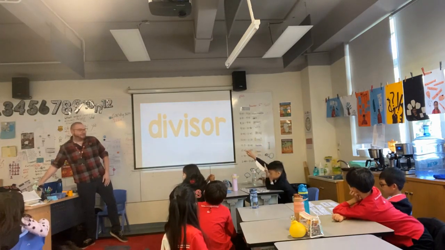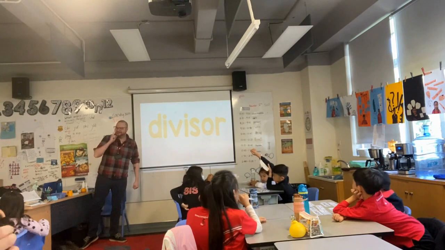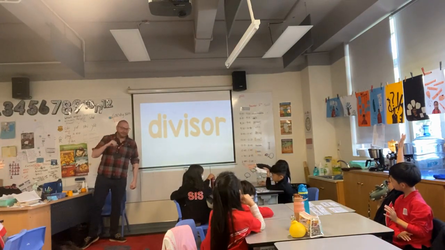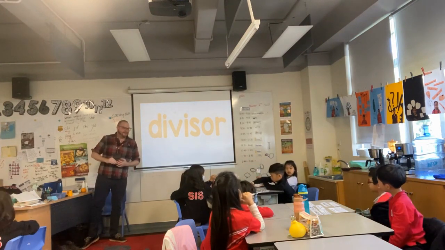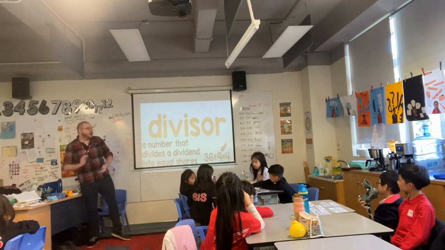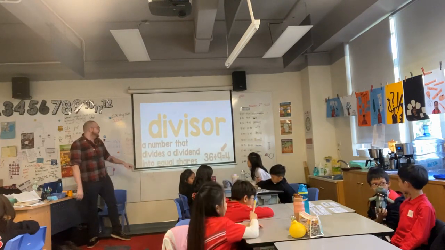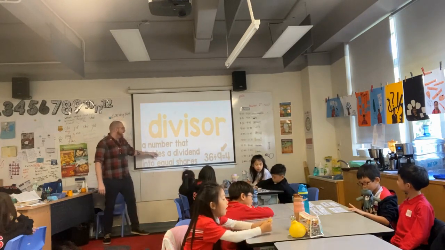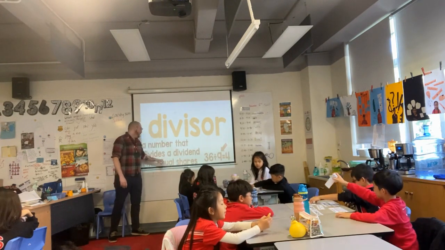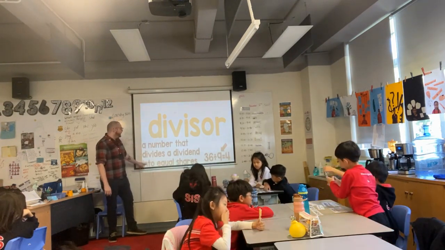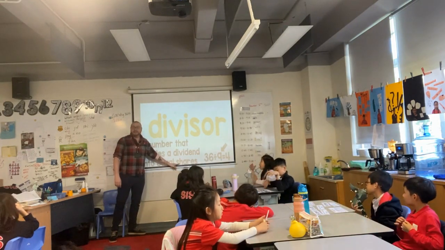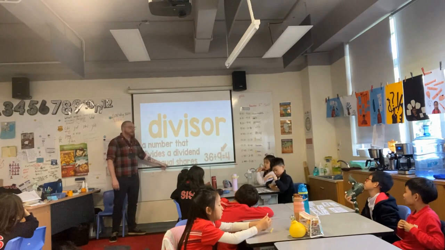Divisor. Who's the divisor in this class? All right, what does divisor mean? Oscar: The number being divided. Is he right? No. It's a number that divides a dividend, which will help you with the next question. A number that divides a dividend into equal shares. Which remember, we know that division is taking a number and putting it into sharing things equally.